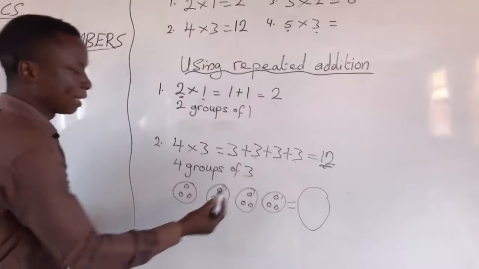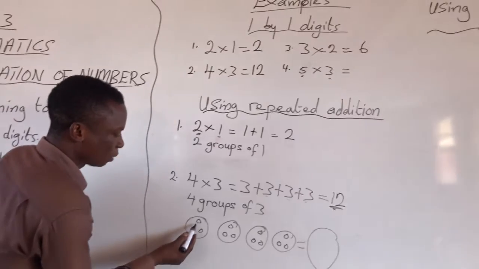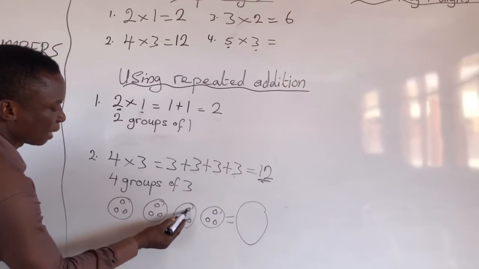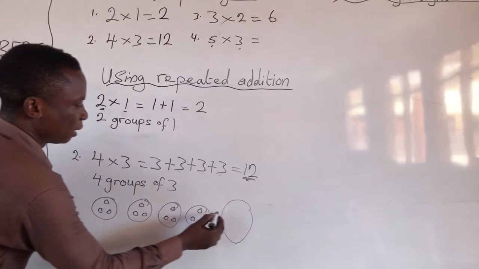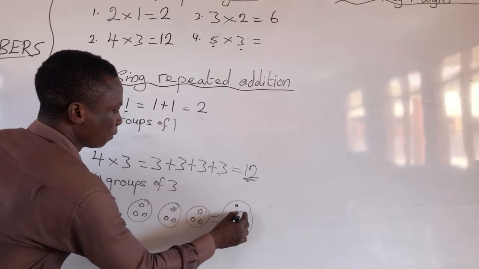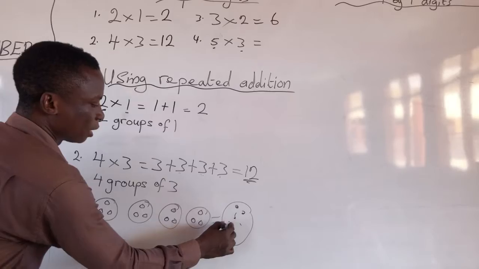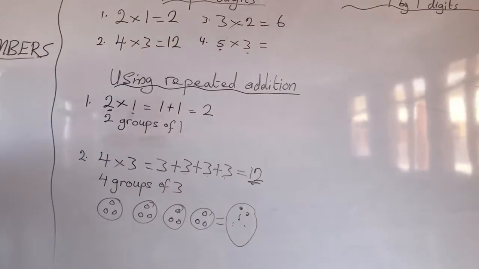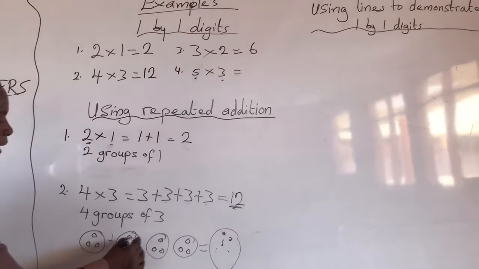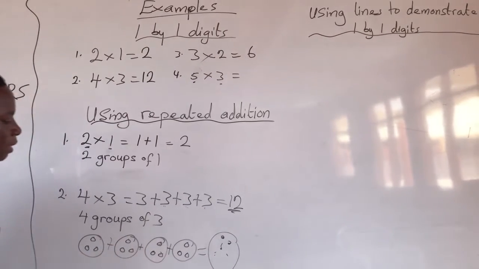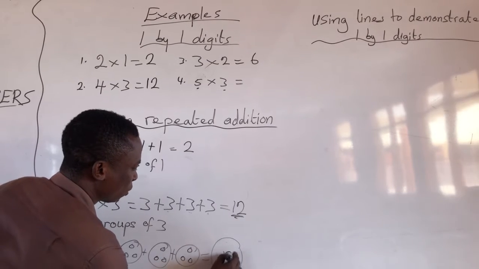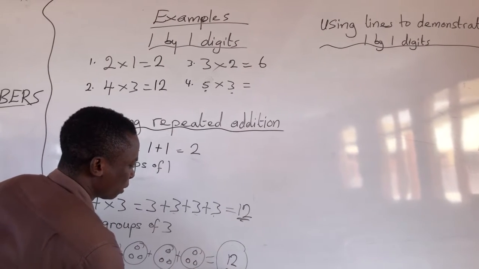Let's look at this. Let's count: 1, 2, 3, 4, 5, 6, 7, 8, 9, 10, 11, 12. Then you have to draw 12 items here in this box, circle. You draw 12 items here. Do you get it? We've added them together, so you draw them to be 12 here. 12 what? Balls.